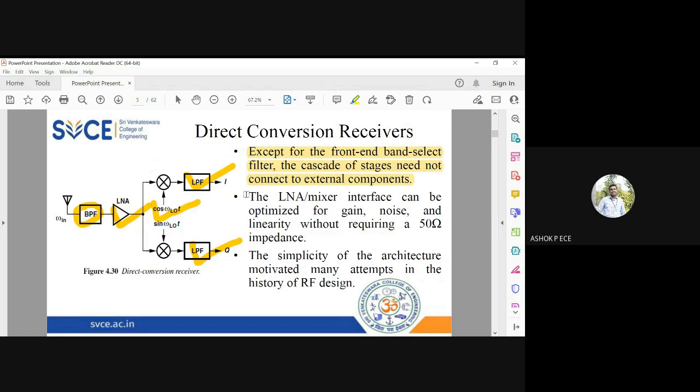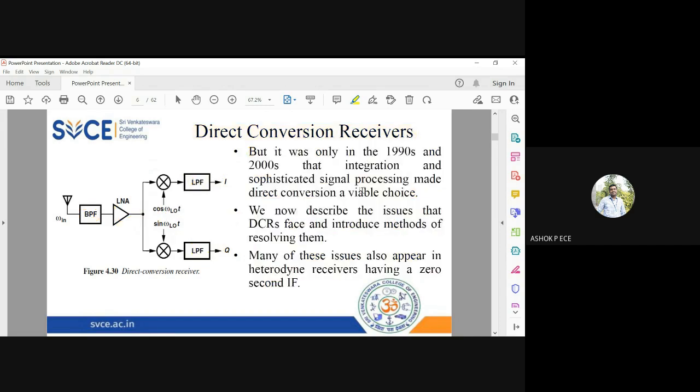So this one you have to attach externally to your circuit. The LNA has to be optimized for noise, gain, and most important, 50 ohm impedance. It has to be matched. This simplicity of architecture is helping many to design their circuits in the RF domain. This architecture is very simple, and in a way it is going to reduce the image, suppress my spur, and offer a lot of attractive features. So direct conversion receivers are getting popular nowadays.